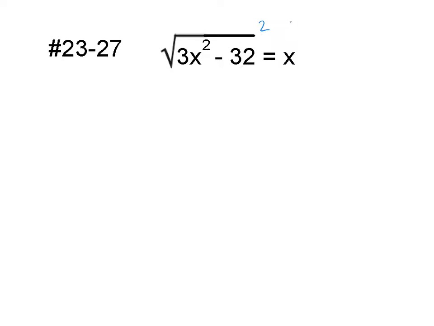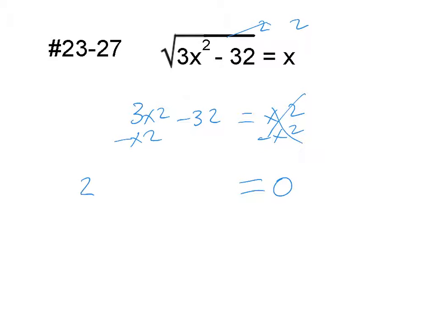So let's square both sides. That's going to cancel out our square root box, right? So we get 3x squared minus 32 equals x squared. Okay, let's zero out one of our sides. So let's take away an x squared from both sides. So this side is 0. So now we've got 2x squared plus 0x. I'm just going to put that in there so we don't forget that that's what we've got.